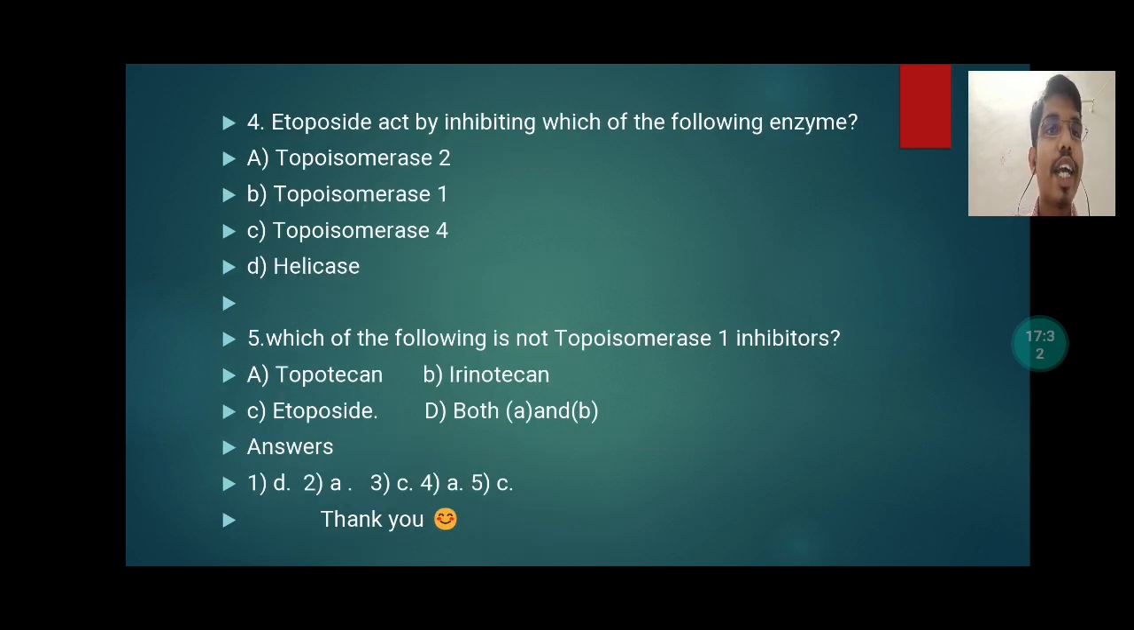Etoposide. Etoposide is active by inhibiting which of the following enzymes? Etoposide comes under the category of topoisomerase 2 inhibitor. Option is A. And then, which of the following is not a topoisomerase 1 inhibitor? In the classification we see that topotecan and irinotecan are topoisomerase 1 inhibitors. So option C, etoposide, is a topoisomerase 2 inhibitor. Okay guys, thank you.